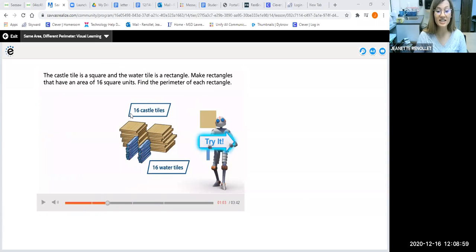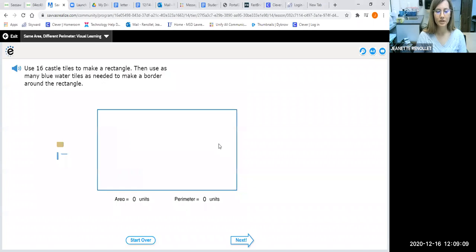All right, so if we have 16 square tiles, then we can put the water tiles around the castle, and let's try it. Use 16 castle tiles to make a rectangle. Then use as many blue water tiles as needed to make a border around the rectangle. So this task is just like yesterday. We moved shapes and we made rectangles of the same area but different perimeters.